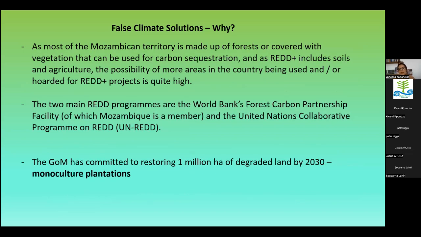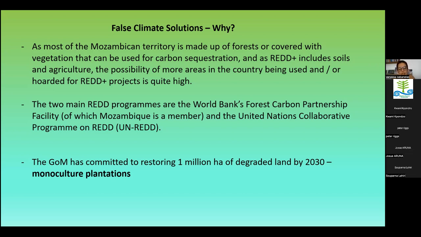As most of the Mozambican territory is made up of forests or covered in some sort of vegetation, it can always be used for carbon sequestration, and REDD+ includes all of this: soils, agriculture. So the possibility of more areas of Mozambique being used or ordered for REDD+ projects is quite high. So we need to be on the lookout, and we need to understand what the main impacts of these projects are. The two main REDD+ programs currently working in Mozambique are the World Bank's Forest Carbon Partnership Facility and also the UN REDD+.